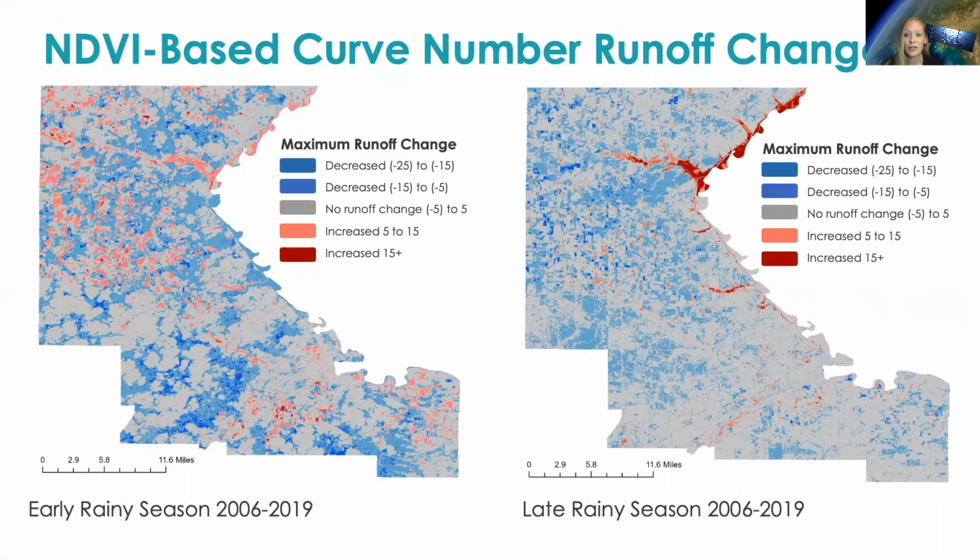The NDVI-based curve number runoff changes shown here demonstrate the seasonal variation within the rainy season. The early rainy season, shown on the left, was calculated from March to May, and the late rainy season, shown on the right, was calculated from June through September. The red and pink areas refer to higher curve number and therefore higher runoff risk. Higher runoff risk was noted in the early rainy season.